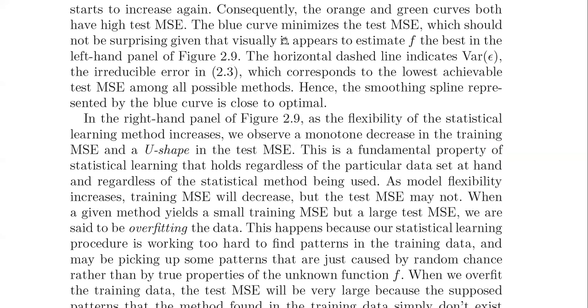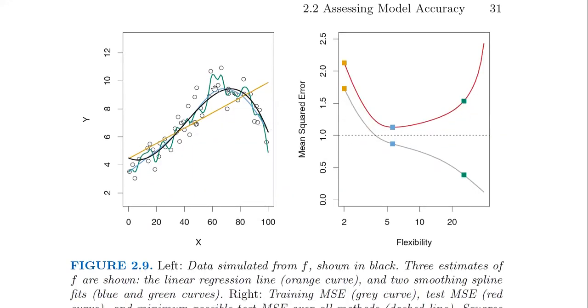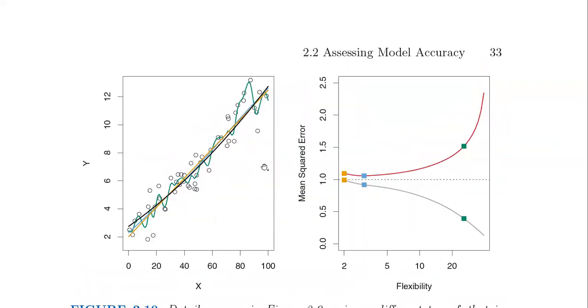The blue curve minimizes the test MSE, and remember that's what we're after, which should not be surprising given that visually it appears to estimate f the best in the left-hand panel. So in fact, the blue is very close to the black. We're then going to include an error term. But look how close the blue is to the black curve. And that's what we're saying over here.